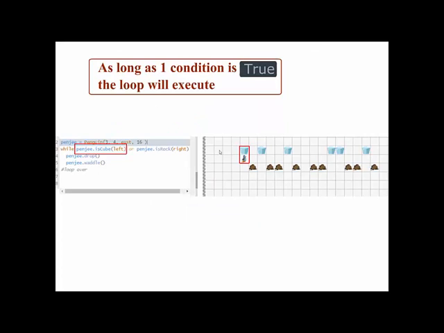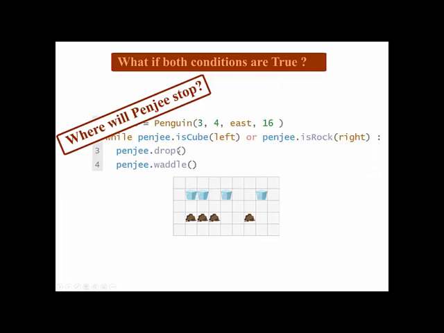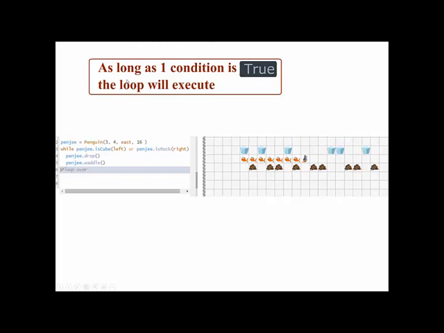So, is cube left is true as we step through it. And now we're going to drop and waddle. Is rock right true? Is cube left? One of them is true, one of the conditions is true, one of the conditions is true, and we get here, and the loop ends because nothing is true. Is cube left is false, is rock right is false. All right, so this just goes to show you that as long as one condition is true, the loop will execute. And that's the basic rule for an OR statement.